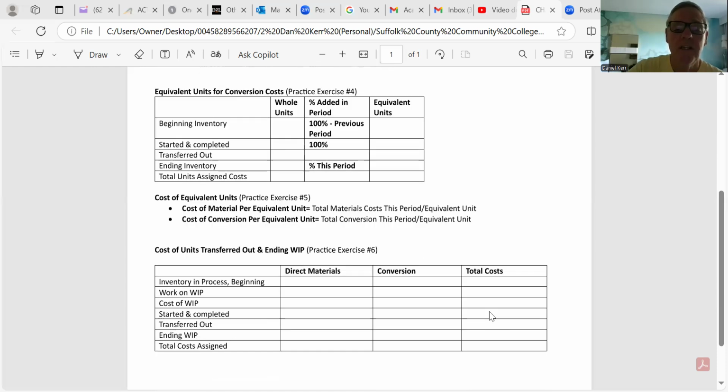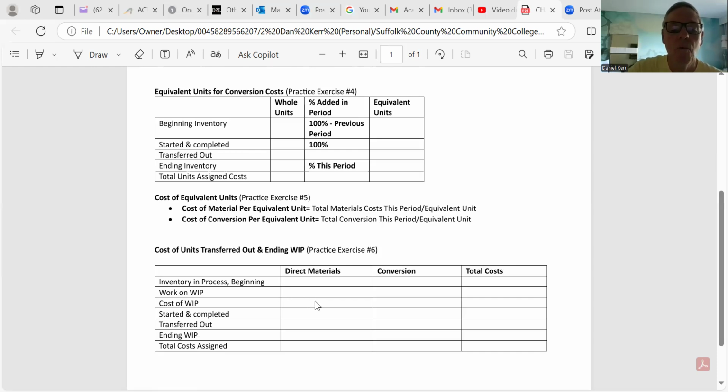And then the last one, the trickiest one, and probably the trickiest practice exercise, and therefore probably the trickiest homework problem, is when you've got to do this cost of production report. So here we're dealing with the actual cost. So what was the cost of the beginning inventory in terms of materials and conversion? Then you've got to add to that the work in process.